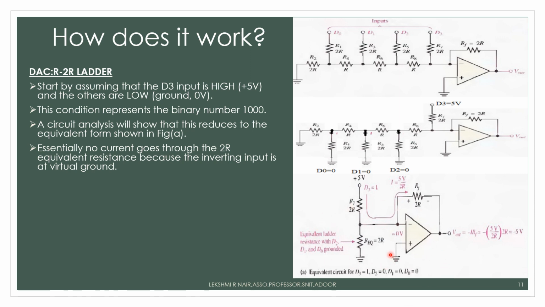This is figure A. Essentially, no current goes through 2R equivalent resistance because the inverting input terminal is virtual grounded.